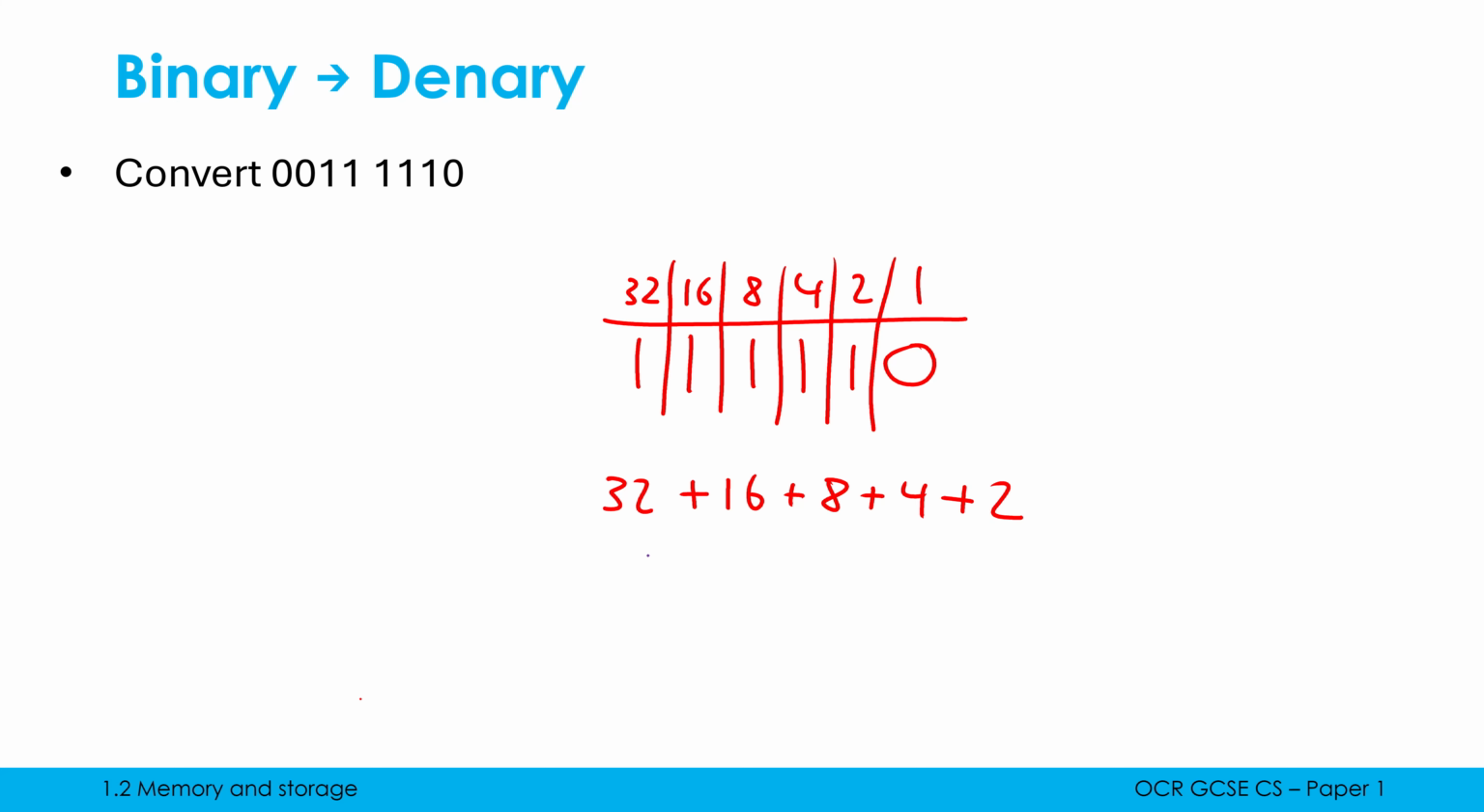Sadly, you don't get a calculator in paper 1, so I would suggest using a bit of mental maths and then actual workings out to not make a mistake. So 4 plus 2 is 6, plus 8 is 14, plus 16 is 30, 32 plus 30 is 62.